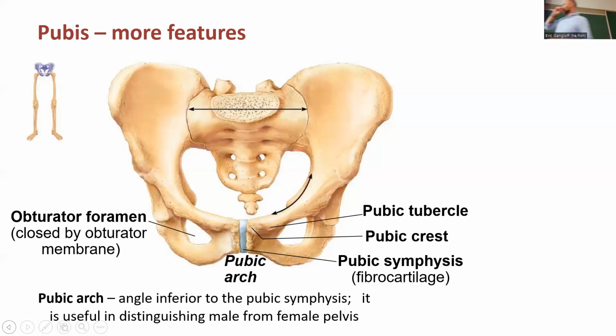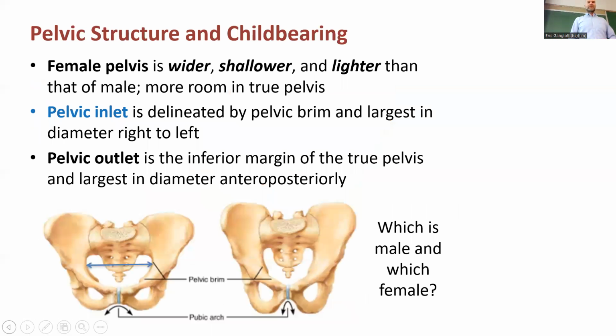One other feature I want to point out here is this structure called the pubic arch. This is essentially the angle formed by the anterior aspects of the two pubic bones that come together here. And that pubic arch is one of the distinguishing characters between female typical and male typical pelvis. Pelvis is the plural of pelvis. And so you can see examples here where I'm not going to have you answer this question. This is a female typical pelvis. This is a male typical.